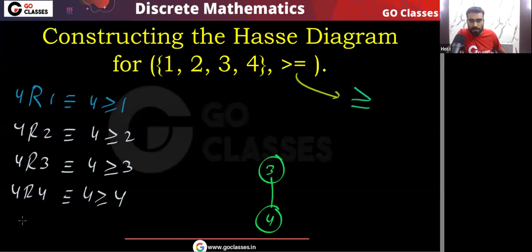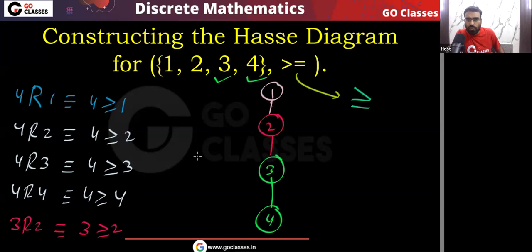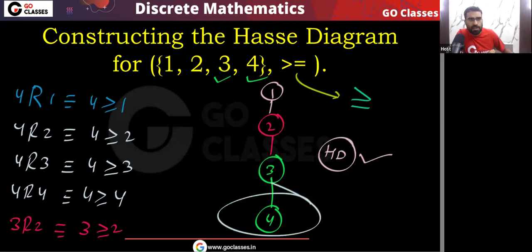4 is related to 3. Okay, so this is your element. Next, 3 is related to 2. 3 is related to 2 because 3 is greater than or equal to 2. Okay, so 3 is related to 2 and 2 is related to 1. So this will be your Hasse diagram. Okay, so now your bottom element is, remember, 4. Now you will start with the 4.